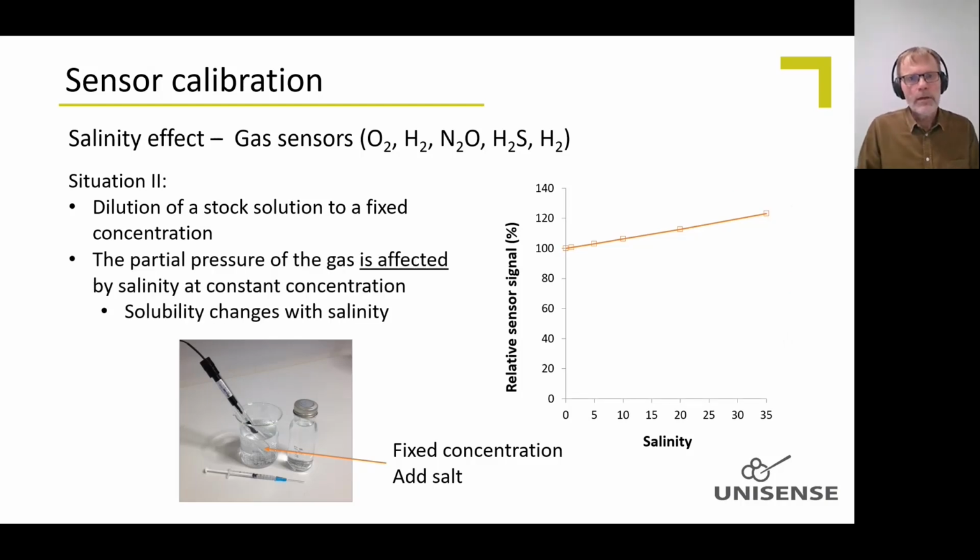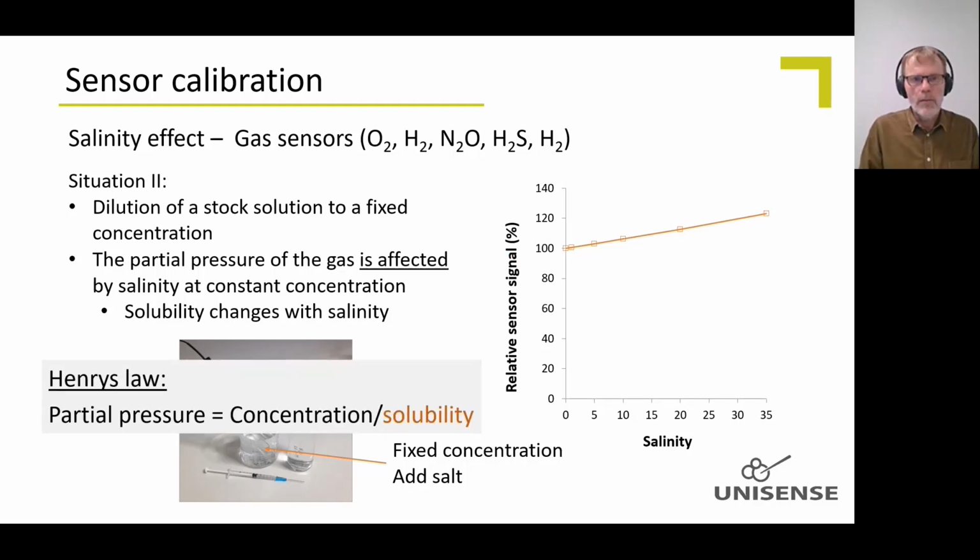Now, the reason for this is that the partial pressure of the gas is affected by the salinity, and the concentration, the solubility changes with salinity. So when you add salt, you decrease the solubility of your gas, and then the partial pressure has to increase because you have the same concentration. So that's why you have higher sensor signal here, because the sensor measures partial pressure. And this is because of Henry's law: if you change the solubility, in this case, it's being lowered, and the concentration is kept constant, then the partial pressure will increase and the sensor signal will increase, as you see here.